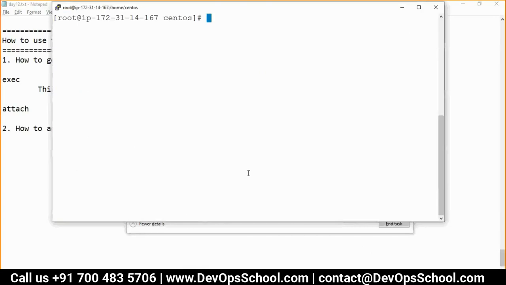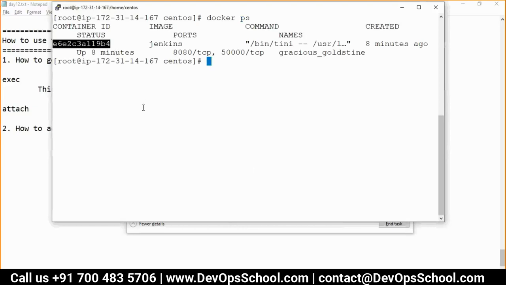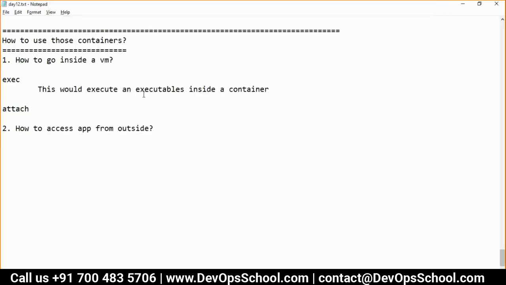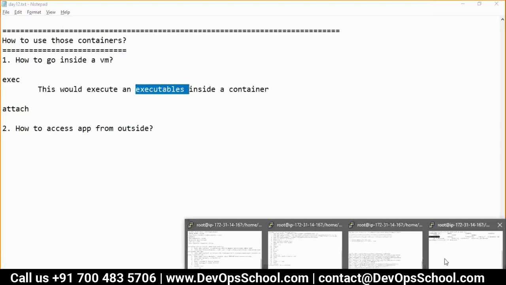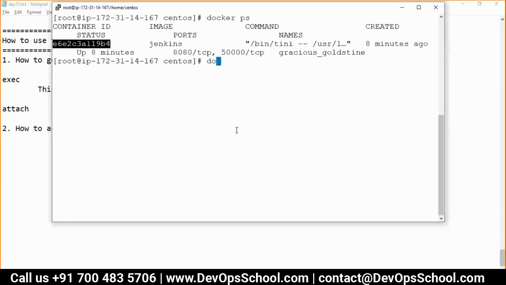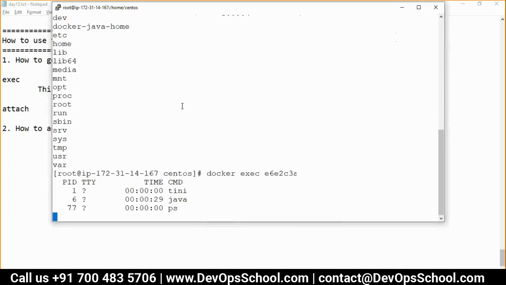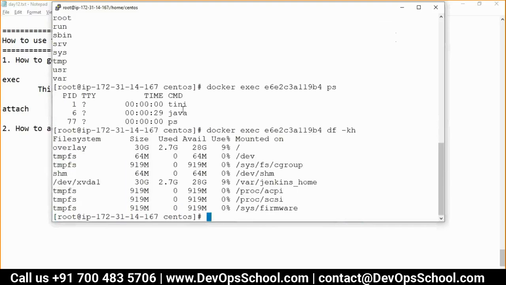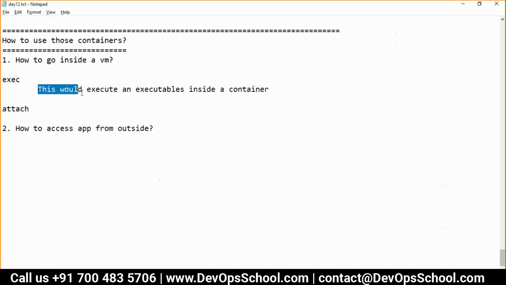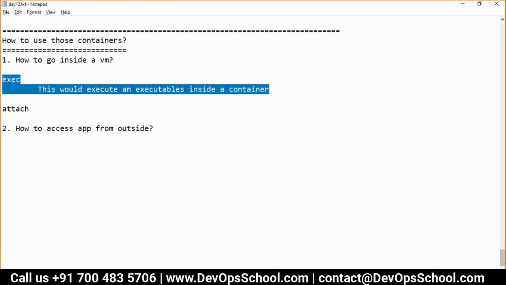Look at my screen. Docker ps. Right now I have only one container, and I want to execute an executable inside that container. So docker exec, which container? This container. What do you want to execute? ls. What do you want to execute? ps. What do you want to execute? df -kh. Using this command, it will execute an executable inside a container. Did you understand this line?